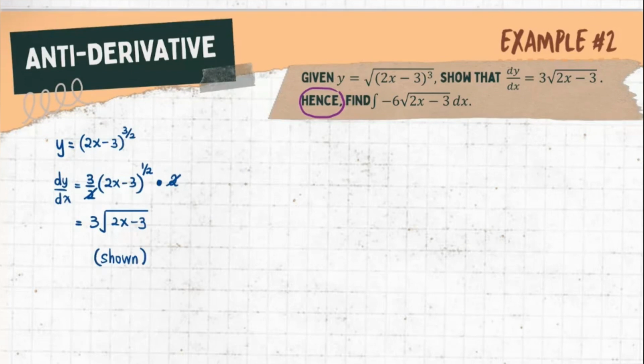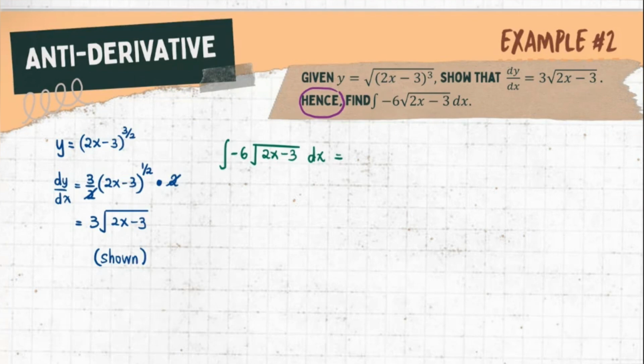Okay, so ini adalah our first answer untuk the first part. Okay, next dia kata hence integrate this function. Okay, saya salin dahulu soalan dia. So dia suruh kita integrate negative 6 square root of 2x minus 3.